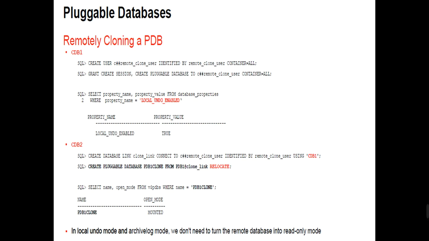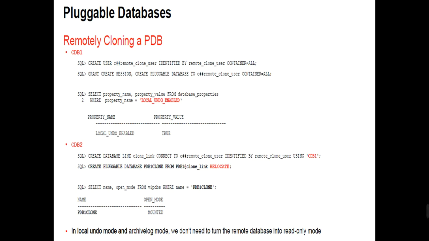If it is not enabled, we need to enable it: shut down the DB, open the database in upgrade mode, alter the database local undo on, then shut down the DB and open the database in normal mode again, and check that local undo is enabled. Then on CDB2, there will be the remote cloning. The database link needs to be created based on the CDB1 service name. But before that, the source TNS entry needs to be put on the target side. Then connect through the database link and create PDB1 clone from PDB1 over that database link, with relocate.